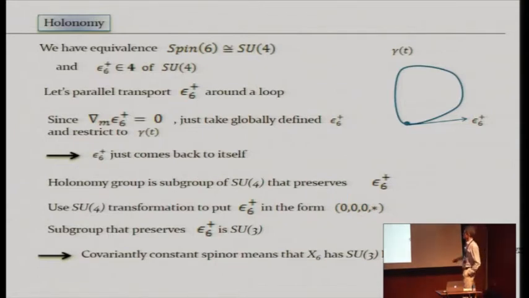So what we've just seen from this discussion is that having a covariantly constant spinor is the same as saying that X6 has to have SU3 holonomy. In general, if you want one covariantly constant spinor, it has to be exactly SU3 holonomy. If you reduce it further to SU2 or something like that, you can get additional covariantly constant spinors.